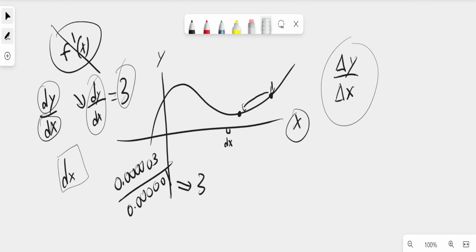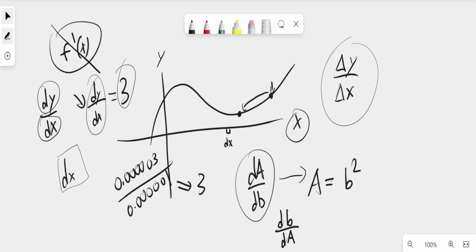And dy dx isn't something special, right? If you have two different variables that are not y or x, like a is equal to b squared, you're not going to be taking dy dx of this. You're going to be taking either the derivative of a with respect to b, where this becomes a and this becomes b, or you're taking the derivative of b with respect to a. And okay, I'll just ask you guys first, what do you think dA dB is of this?